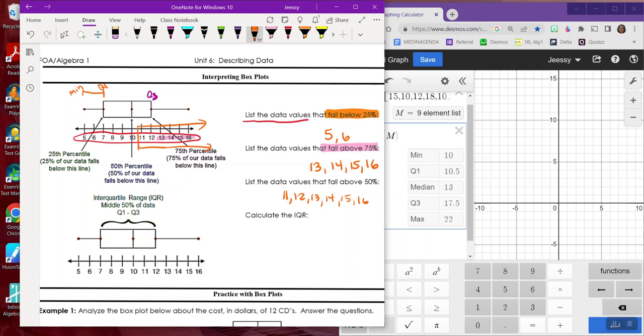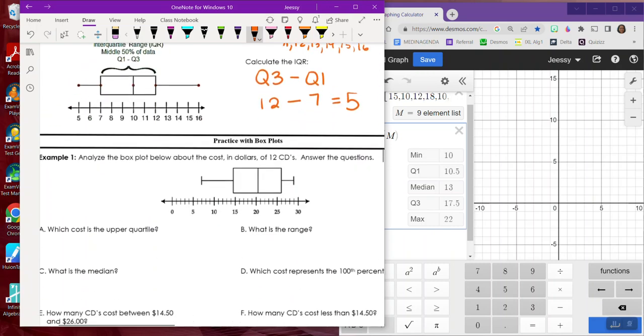What is the IQR? How do we calculate the IQR? All right, so that would be 12 minus, correct, 7. What's 12 minus 7? Excellent.